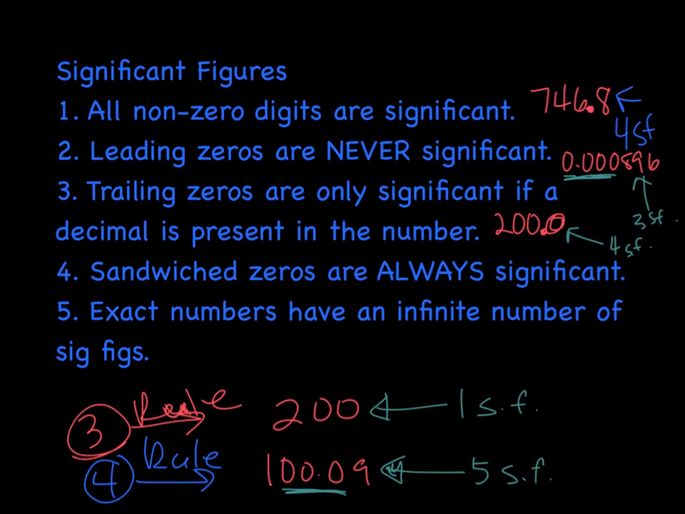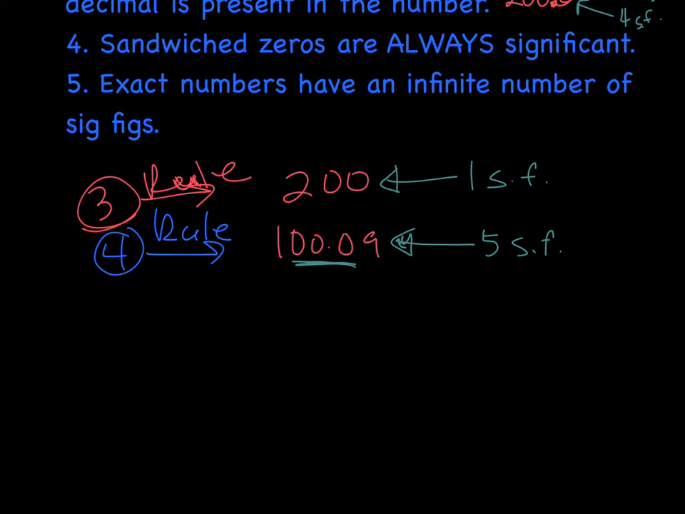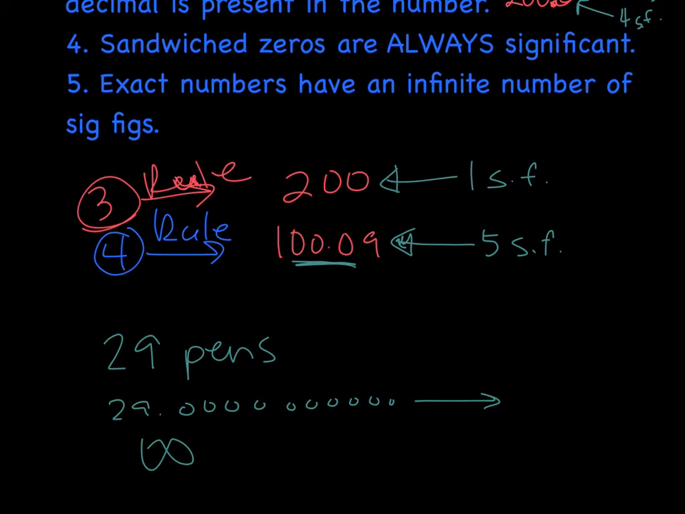That means that if I count a certain number of, let's say, pens, and I've got 29 pens. I don't have 29.1. I don't have 29.000002. I have 29, exactly 29. So that means that 29.0000000000, and it would go on forever because it could never be a fraction. It could never be part of a number. And so that means that I have an infinite number of significant figures if I've counted it.